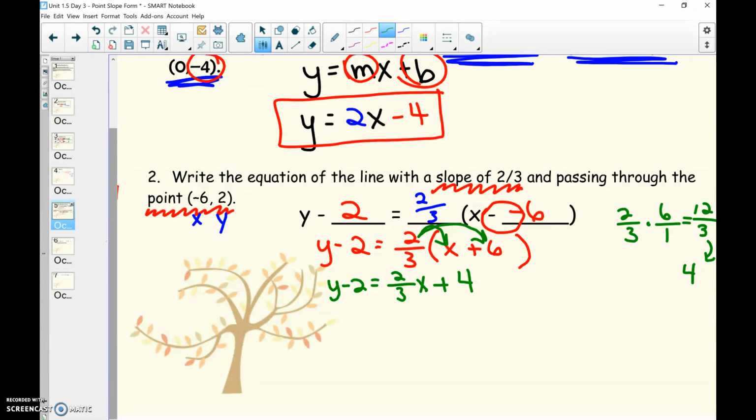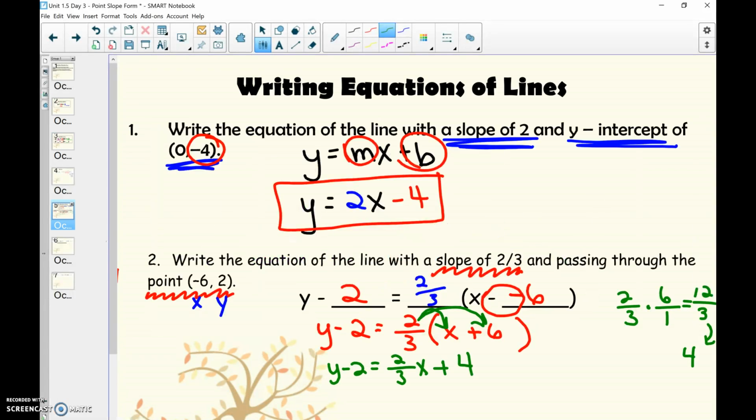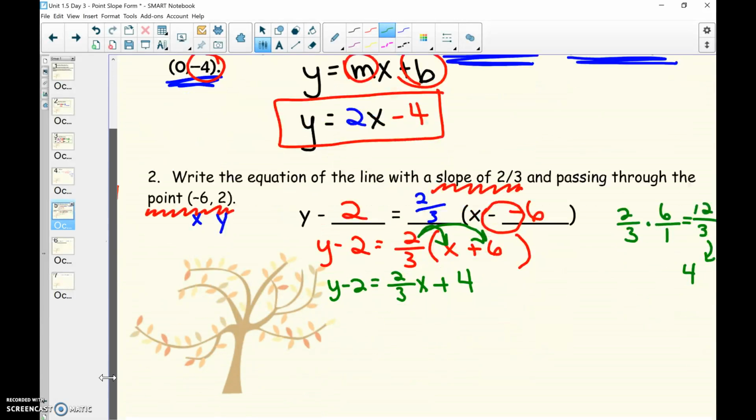My goal is I want to get the equation of the line, which means I want it to look like the slope-intercept form, where I have y by itself. That's my goal, is I want it to look like this, even though I started with point slope form. So the very last thing I have to do to get y by itself is get rid of this -2 piece. So I'm going to add 2.